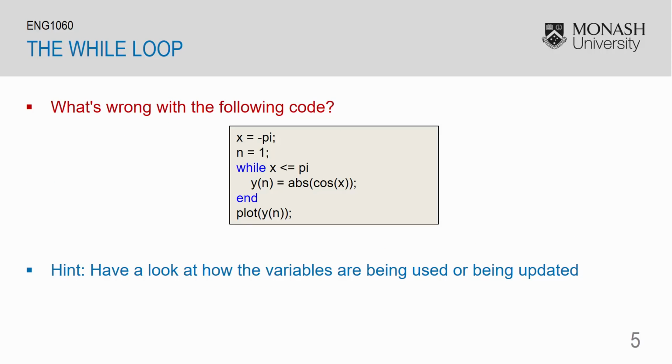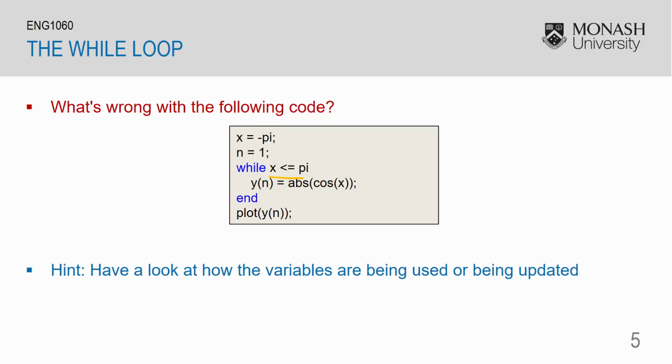Here we have a code that will run into some issues. We have x is equal to negative pi, n is equal to 1. Our condition is while x is less than or equal to pi, we're updating y of n with an absolute value of cos x. We are then plotting the result at the end.